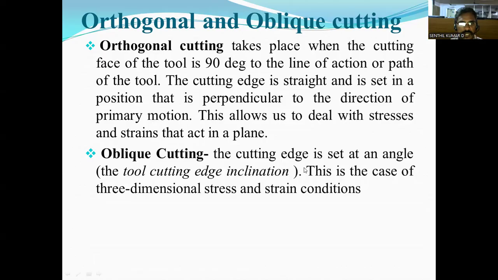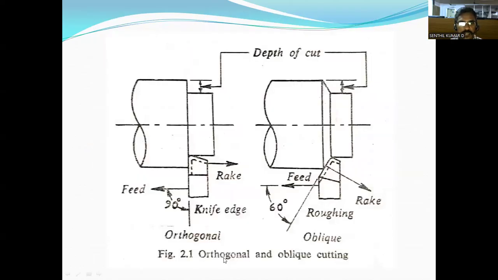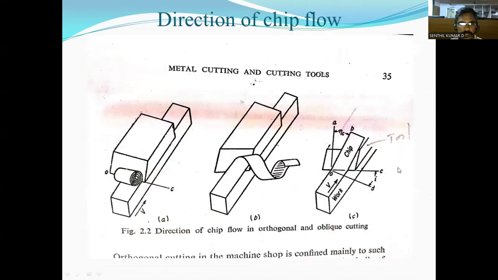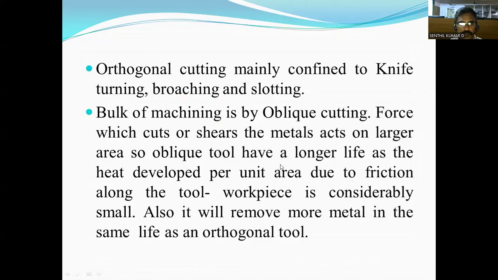In oblique cutting, the cutting edge is set at an angle to the direction of the tool. This is the case of three-dimensional stresses and strain conditions. Here, in this figure, we can see that the cutting face of the tool is perpendicular to the direction of motion of the tool. And here, in oblique cutting, we can see that the cutting face of the tool is inclined to the direction of motion of the tool. Here also we can see it clearly. This is perpendicular to the direction of motion and this is inclined to the direction of motion. So when orthogonal cutting takes place, the chip flow will be in this direction, and in oblique cutting, the flow of chips will be in this direction.